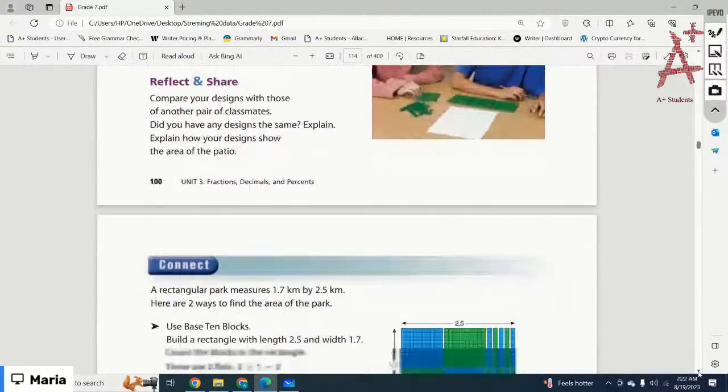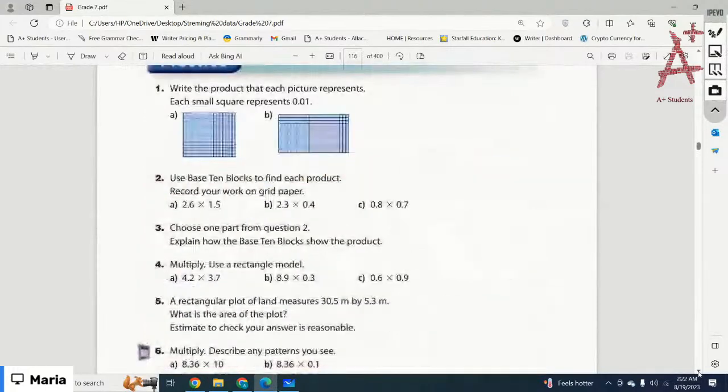So multiplying decimals is very easy. Just multiply them like you do without decimals, and then you can put the decimal, right? Let's start with question number 2. Use base 10 blocks to find each product.